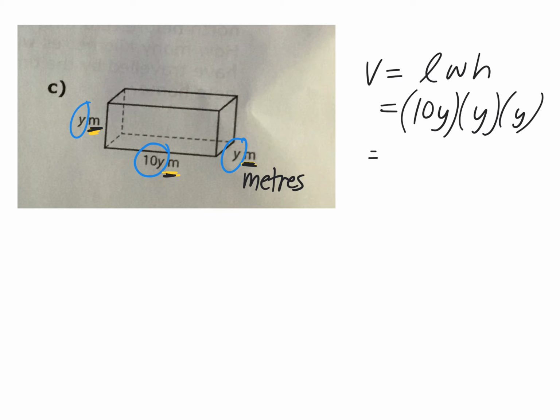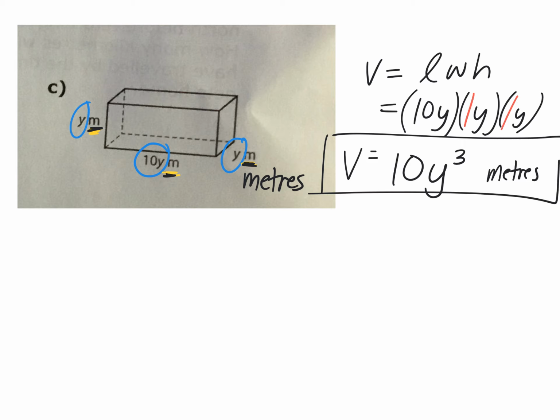Yes, because 10 times 1, right? There's no number in front of that. Would be 10. What's y times y times y? Y squared. Y to the power of 3. And the answer is 10y cubed meters. That's it. Meters cubed.